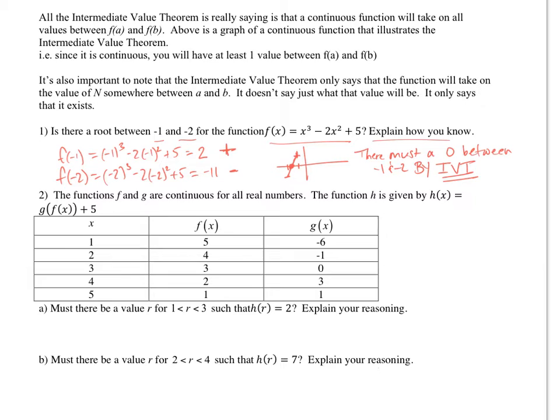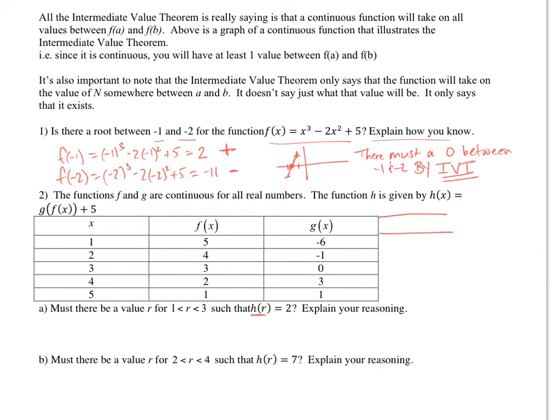Okay, now looking at number 2. It says the functions f and g are continuous for all real numbers. The function h is given by h of x equals g of f of x plus 5. And that means we need some h of x column, and I don't have that h of x column. So let's go ahead and write in that h of x column, because one of my questions deals with h of x. In this case, it's h of r.